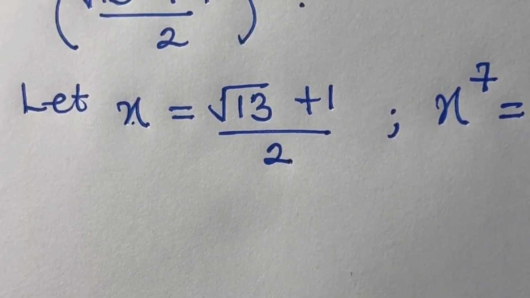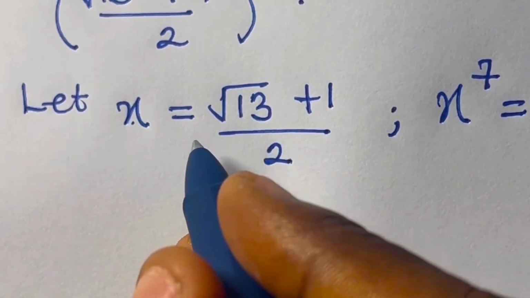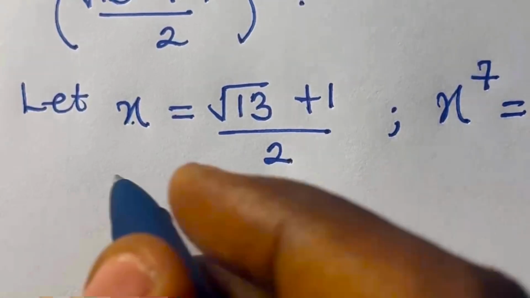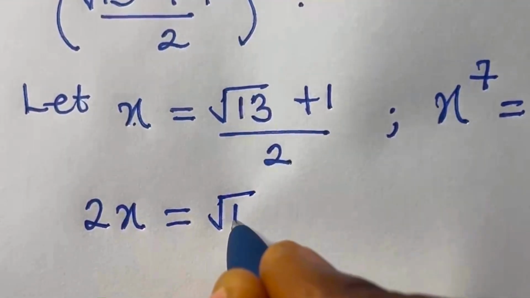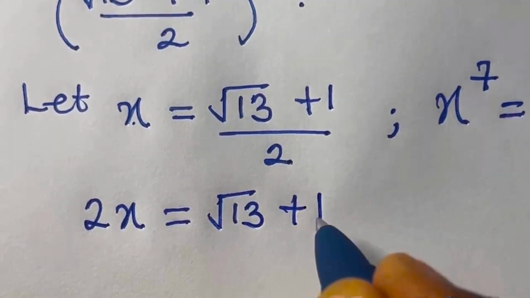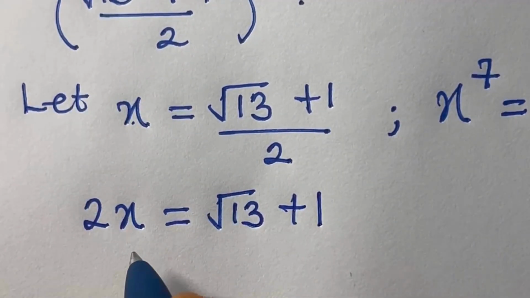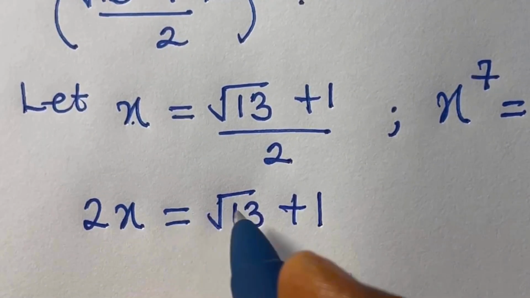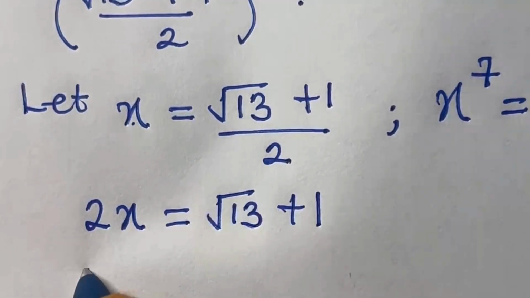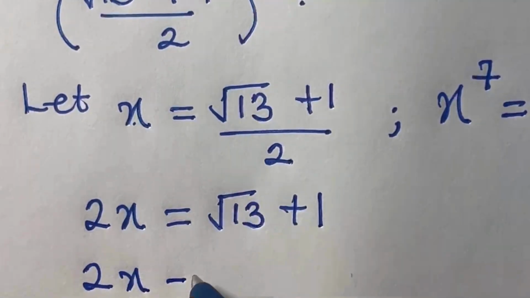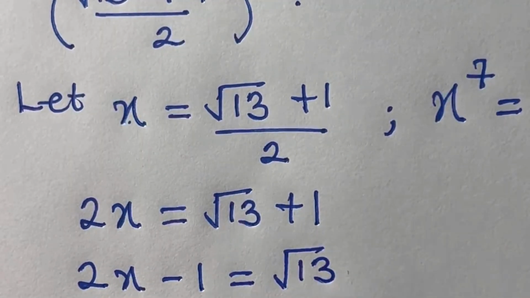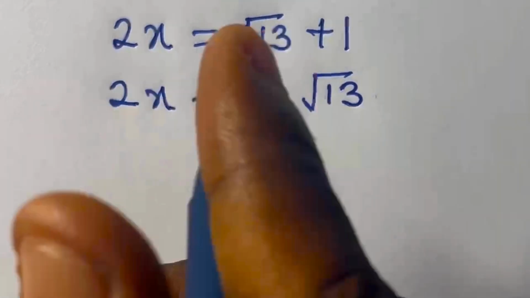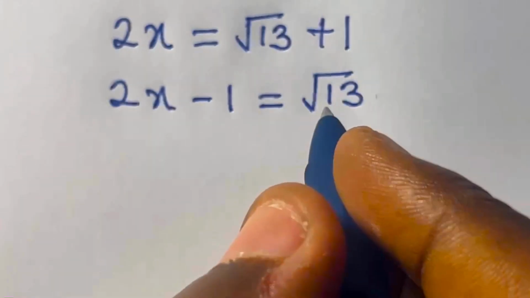Okay, all right. So now from here, if we cross multiply, we are going to have 2x equals √13 + 1, right? What we are going to do here is transfer this 1 here. So we have 2x minus 1 equals √13. Okay, so from here now we square both sides.